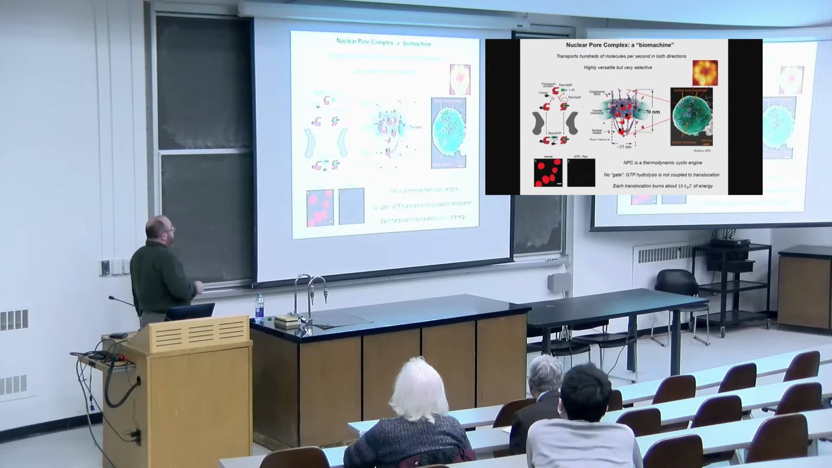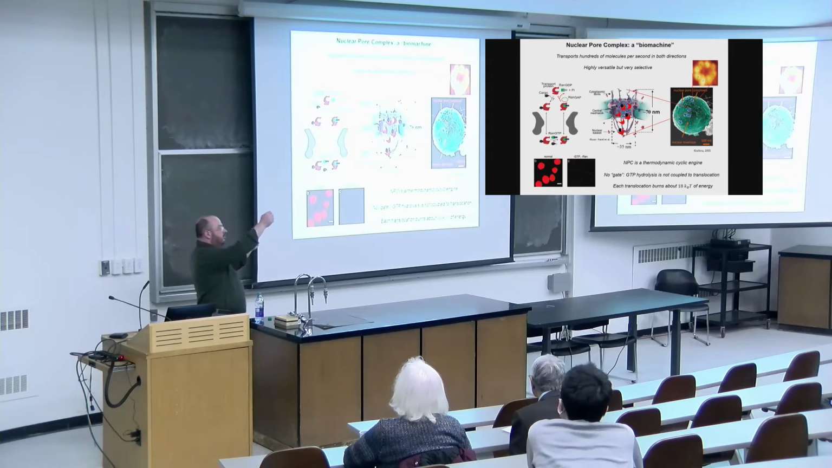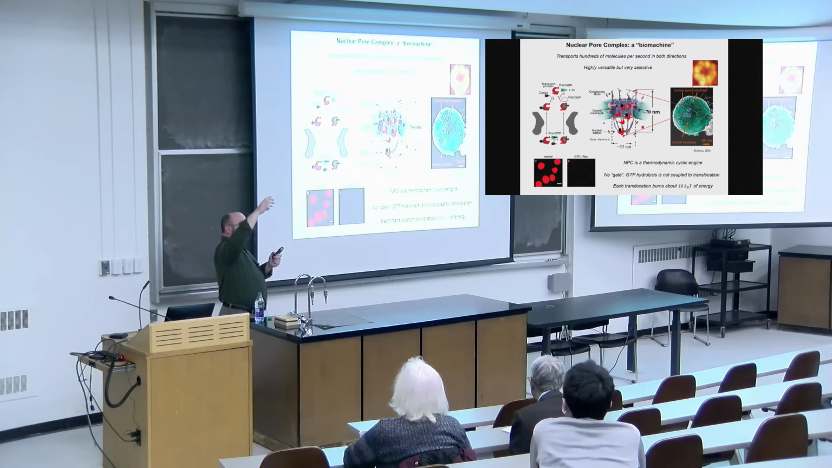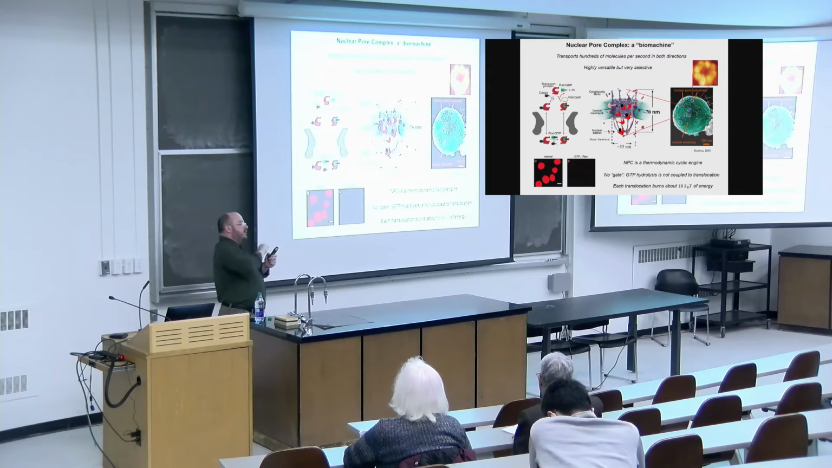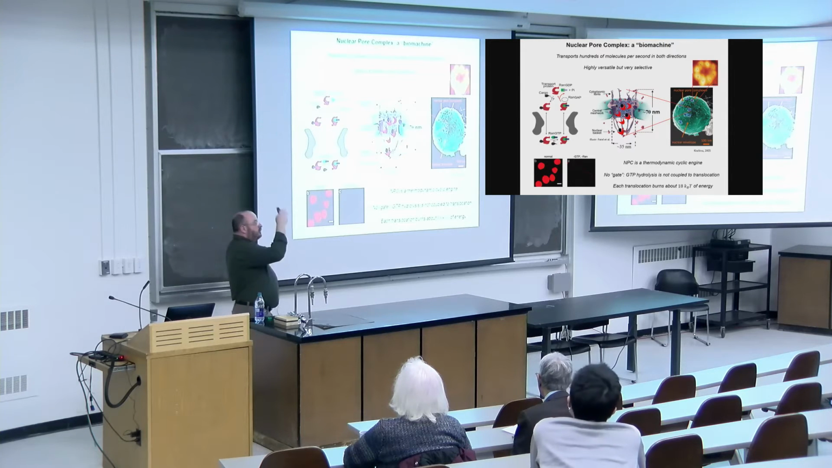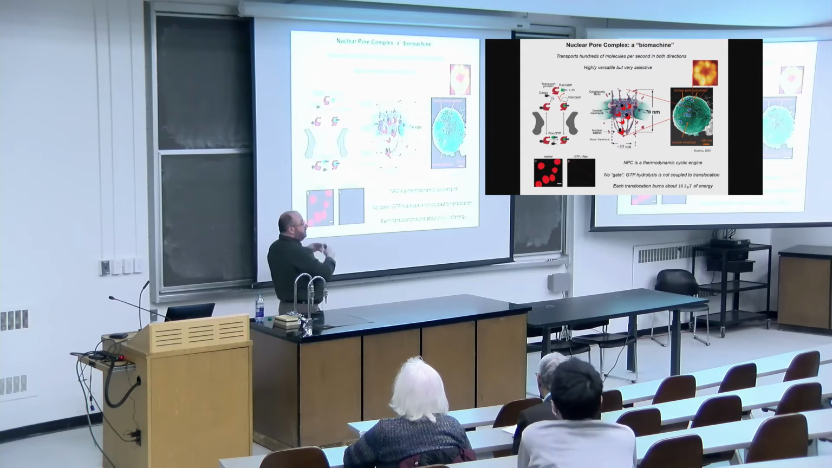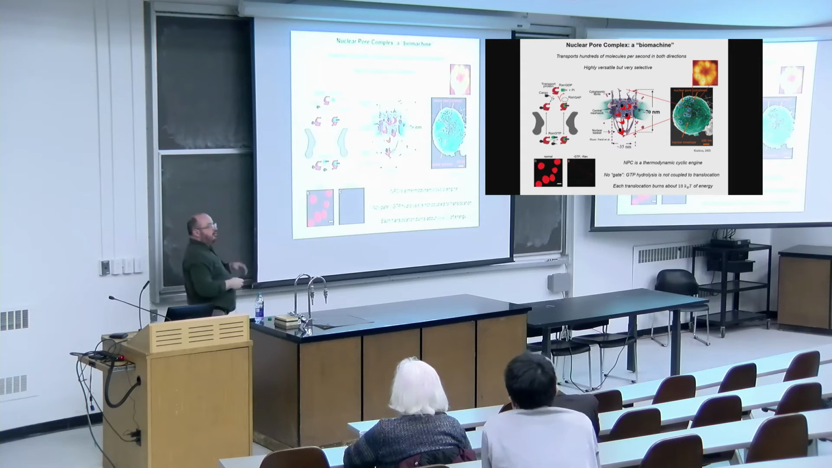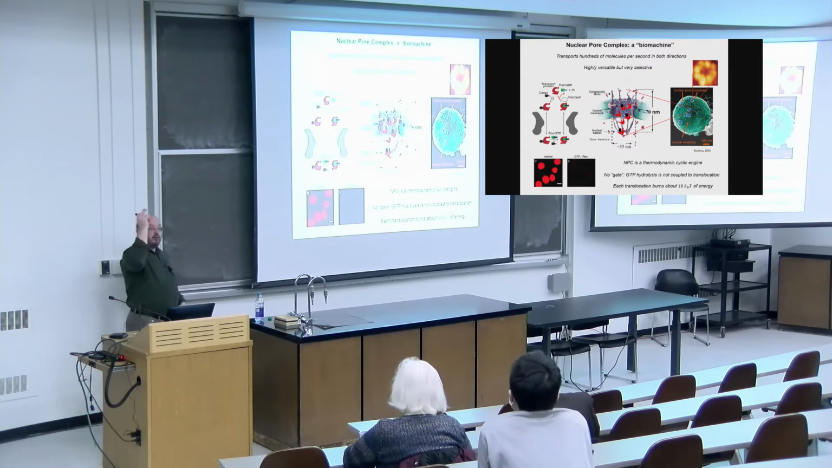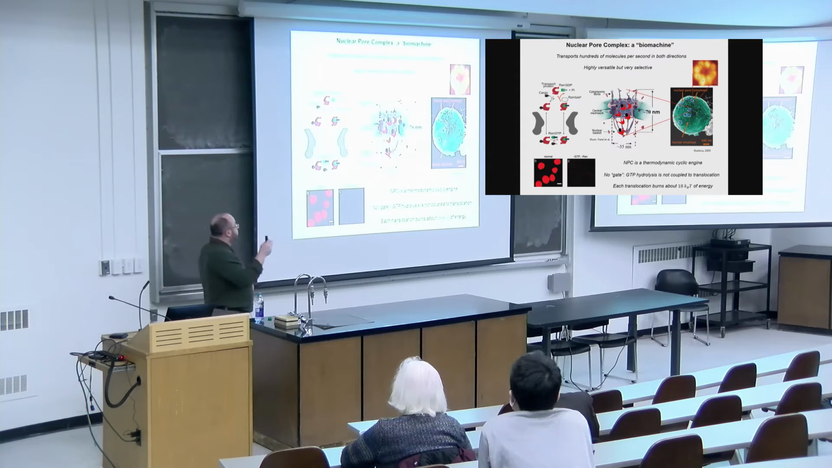And finally, one last thing I need to mention: unlike many other machines, it doesn't work one by one, where one transport protein with its cargo goes through, and then another and another. Simultaneously, there are about 100 transport proteins inside the channel. Some of them are going in, some going out, some carrying cargo, some not. So it's also very crowded.